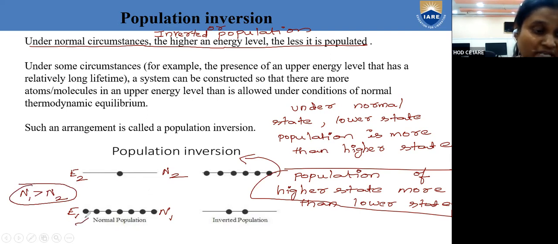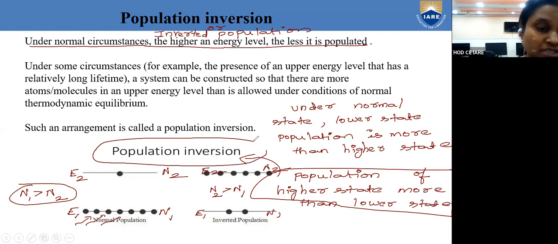But if I supply energy to all these atoms in the ground state, what happens to these atoms? They absorb that energy and get excited to the higher state. Now whose population is more? With E1, E2, N1 and N2, when I have supplied energy, N2 population has become more than N1. It means we are able to make the higher state population more than the lower state, and this condition is called population inversion.